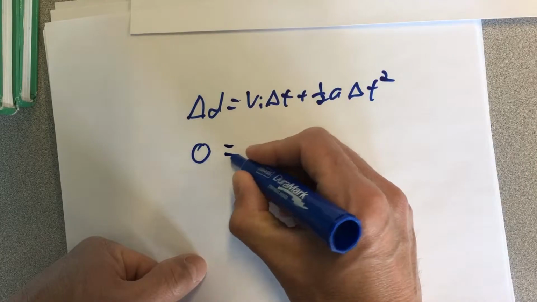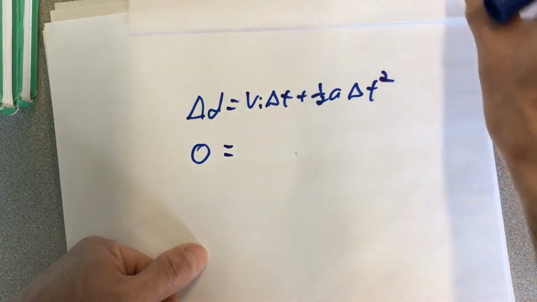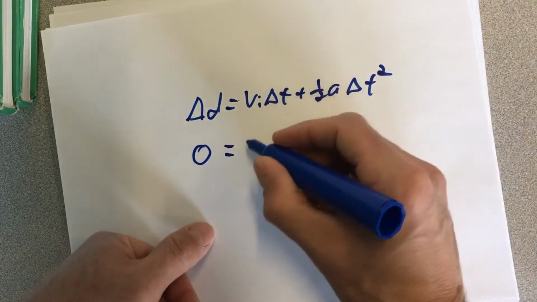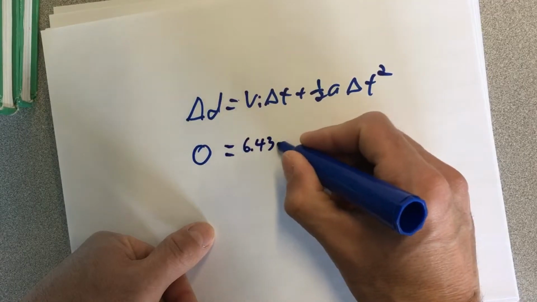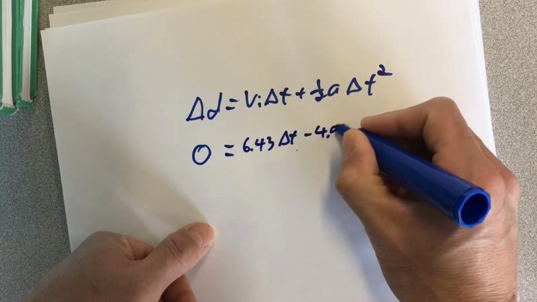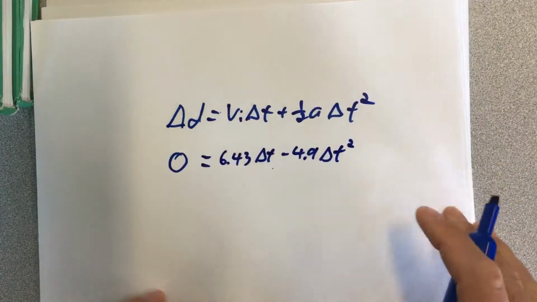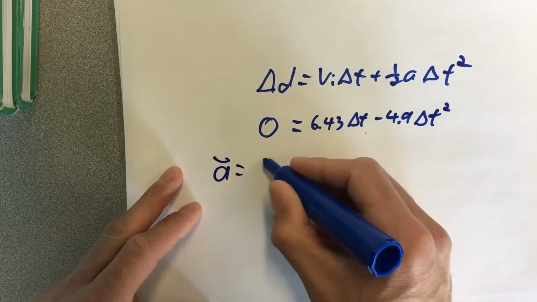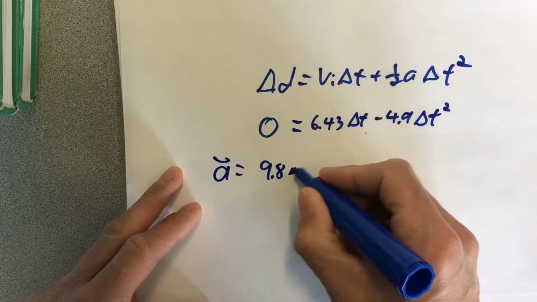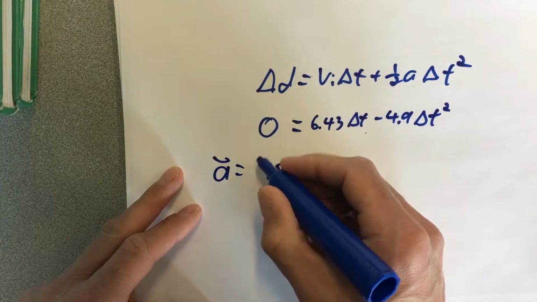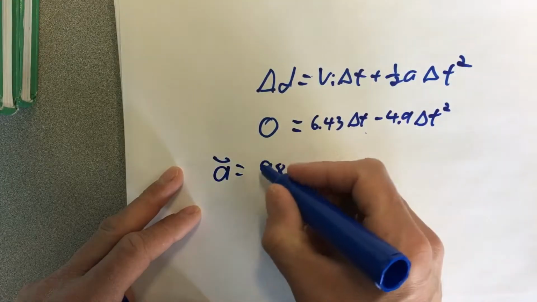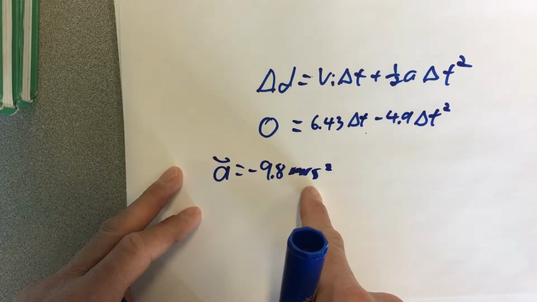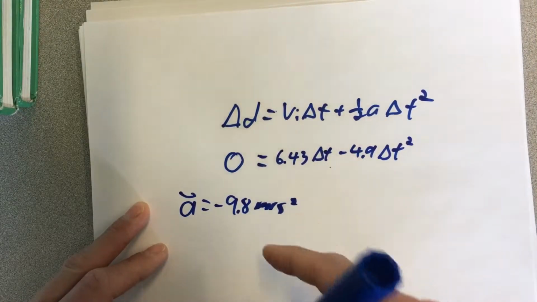Our initial velocity, and this is the initial velocity along the y-axis, or the vertical component, is 6.43. And why is this negative 4.9? It's because acceleration is 9.8 meters per second squared downward. And if we're going to call upward positive, then downward is negative. So our acceleration is negative 9.8 meters per second squared, and half of that is negative 4.9.